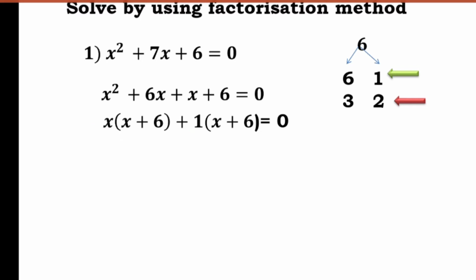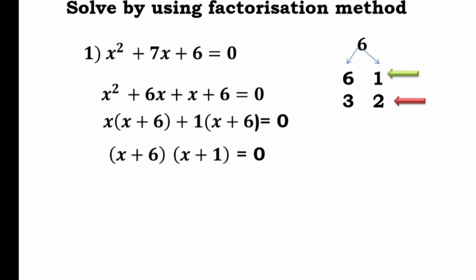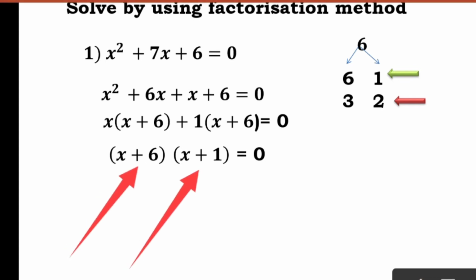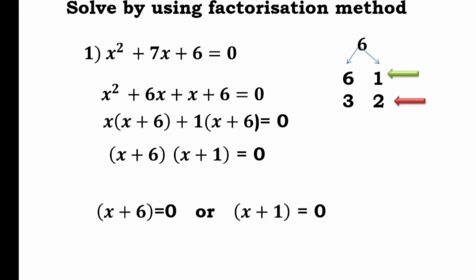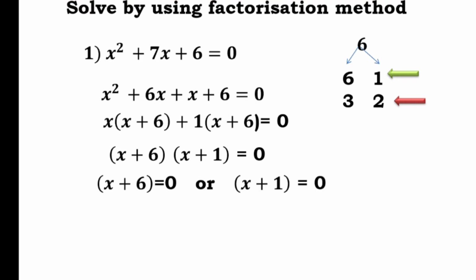Now either x plus 6 is 0, or x plus 1 is 0. If x plus 6 is 0, the 6 will go to the other side and become minus 6, and if x plus 1 is 0, then 1 will go to the other side and become minus 1. So x is equal to minus 6, and x is equal to minus 1. These are the roots of the given equation. If you want you can write it down, otherwise it is well understood.